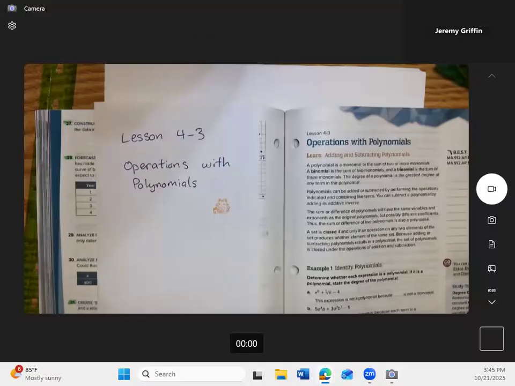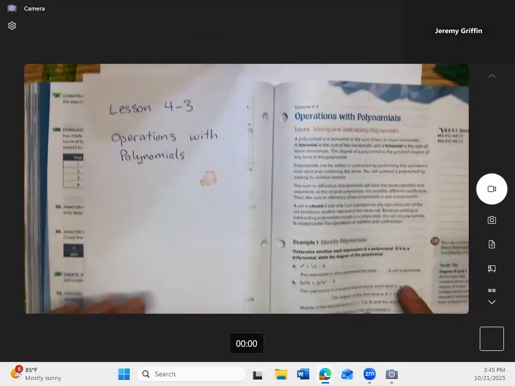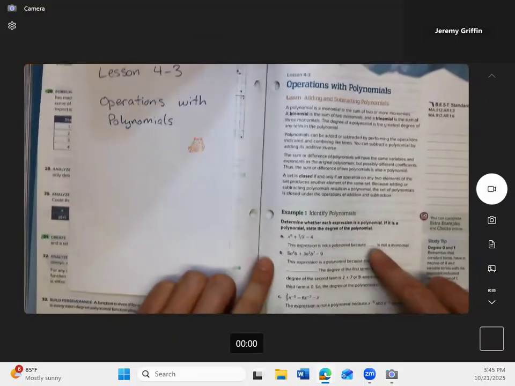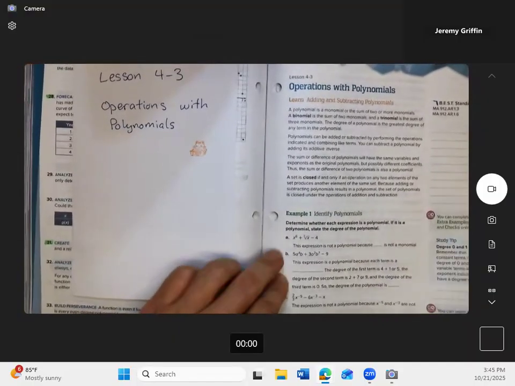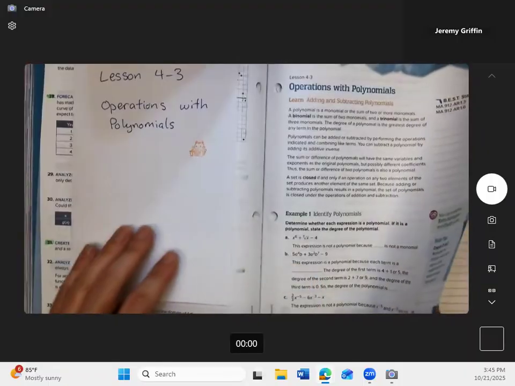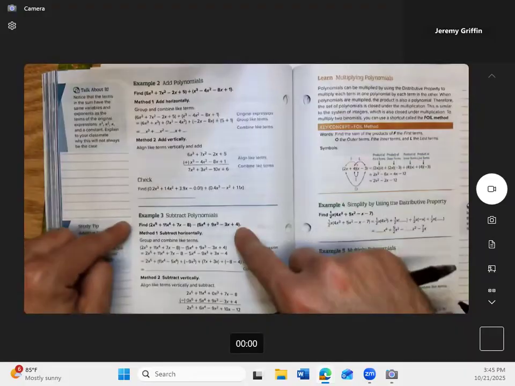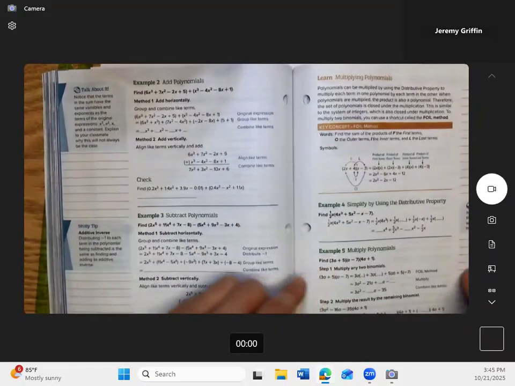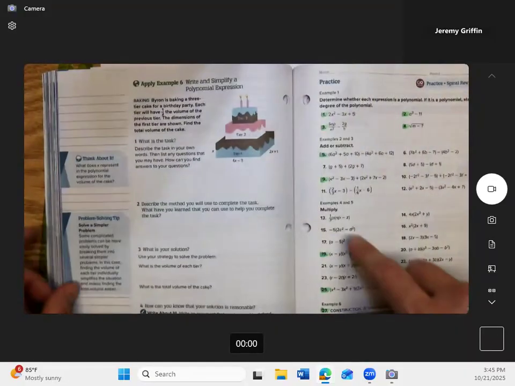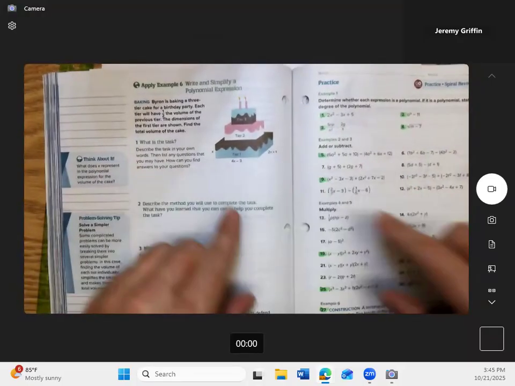Lesson 4.3, operations with polynomials. So this doesn't look a whole lot new. All we're doing here is saying, okay, what's a polynomial? What's the degree, right, which you guys have been doing? Can you add polynomials? Can you subtract polynomials? Can you multiply polynomials? And then there's some fun word questions like the volume of this cake.